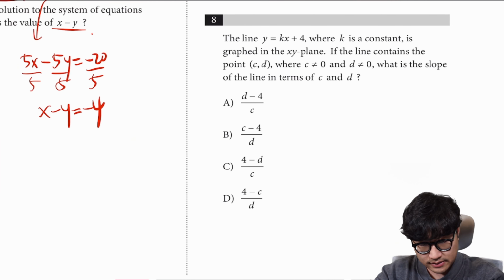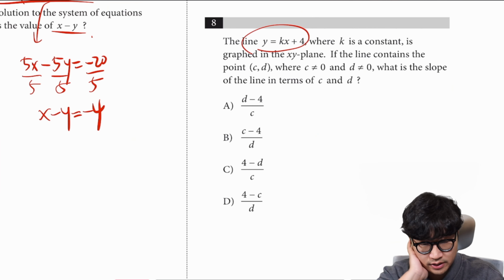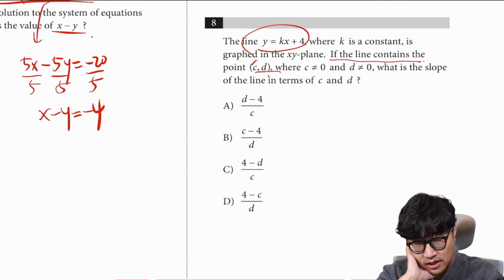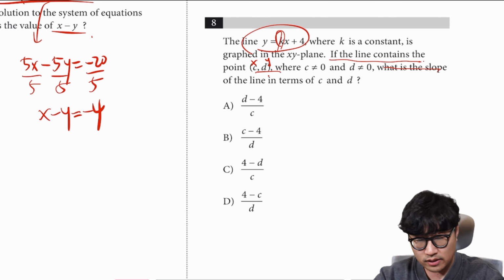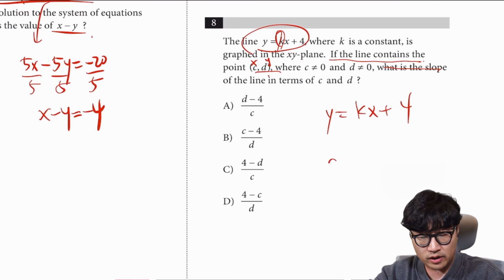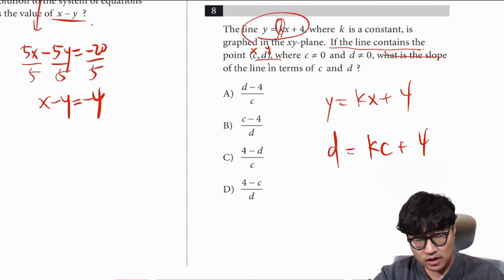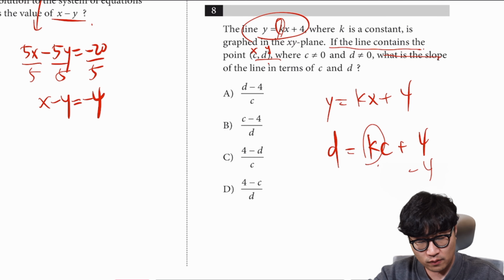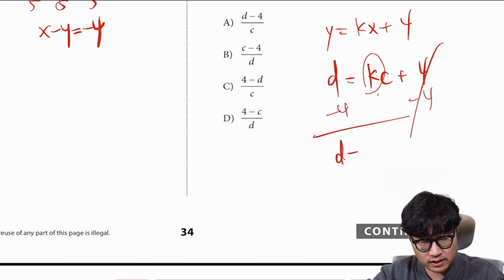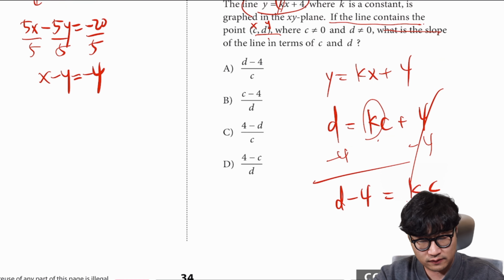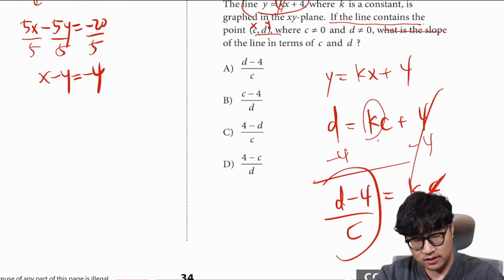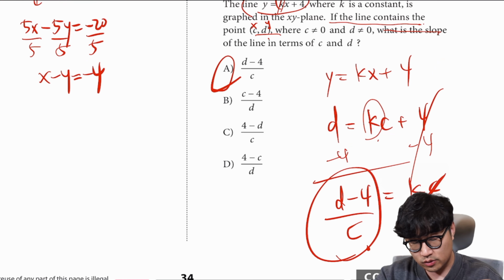And then number 8, we have this line right here, and the line contains a point CD. So C is the x and D is the y. What is the slope of the line? Slope is that K. Okay, so let's solve it. So y is equal to kx plus 4, but instead of y, we're going to put D because that's what the y is, and then kC plus 4. We're solving for this k, so subtract 4 on both sides. And you get D minus 4 is equal to kC. Go ahead and divide by C on both sides, and there you have it. D minus 4 over C, which is answer choice A.